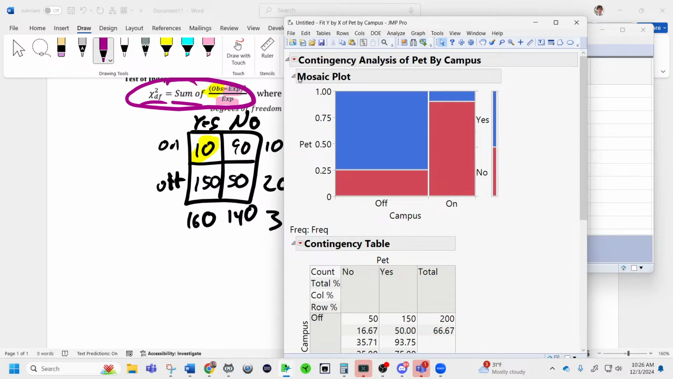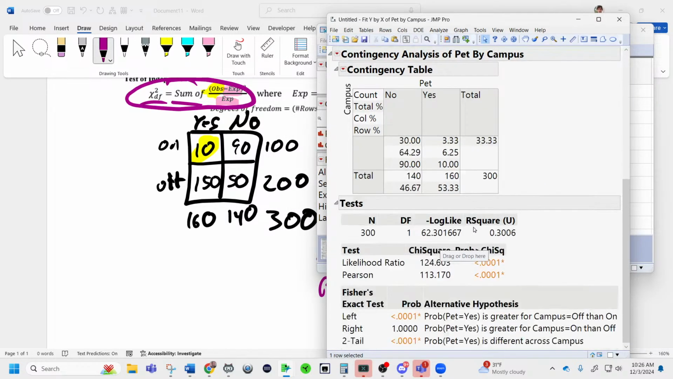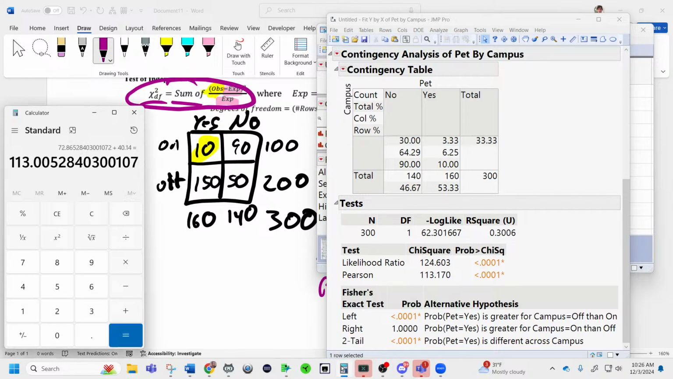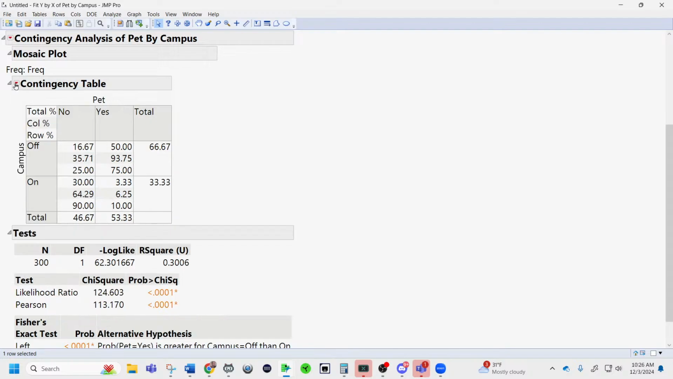So if you look at this, it's obvious that people on campus have way more pets. 90% of people on, oh wait, don't have pets, excuse me. 90% of people on campus do not have pets versus off campus, 75% of people have pets. And you can see that right here in the data where 90% of people on campus do not have pets, 90 out of 100. And you can also look at the table down here and see it. We might have done a miscalculation on our, no, 113, it just carried more decimals. Yeah, there it is.